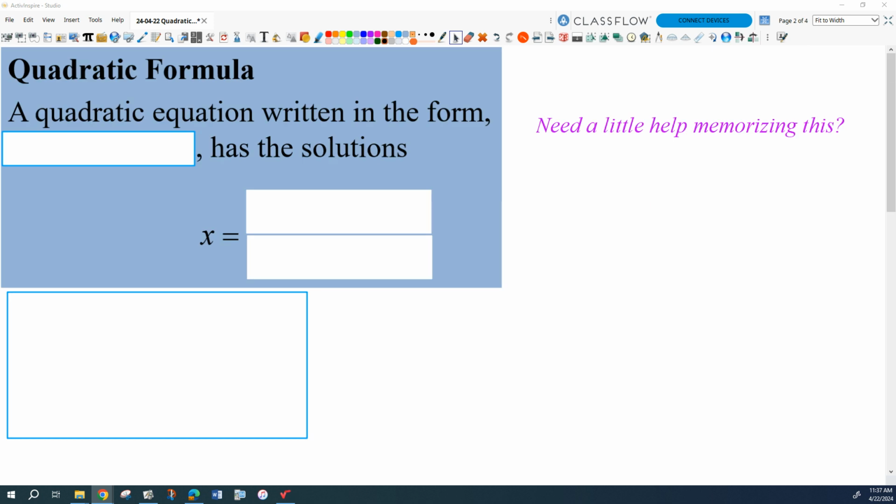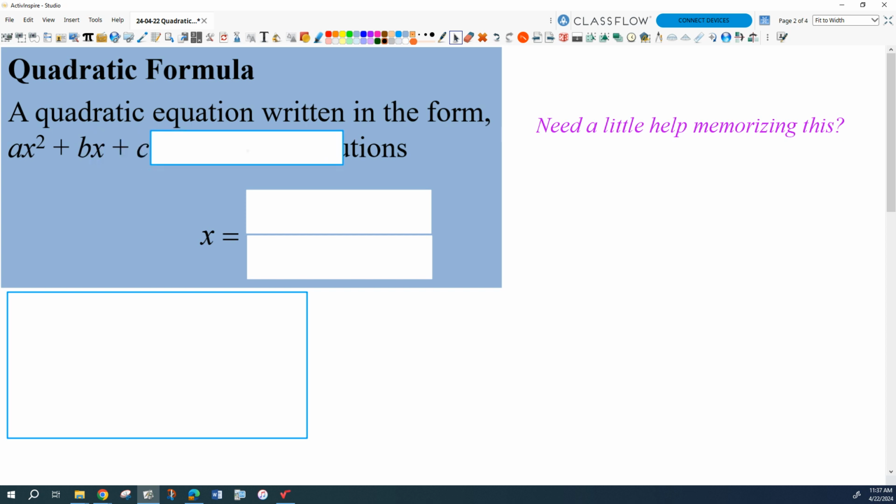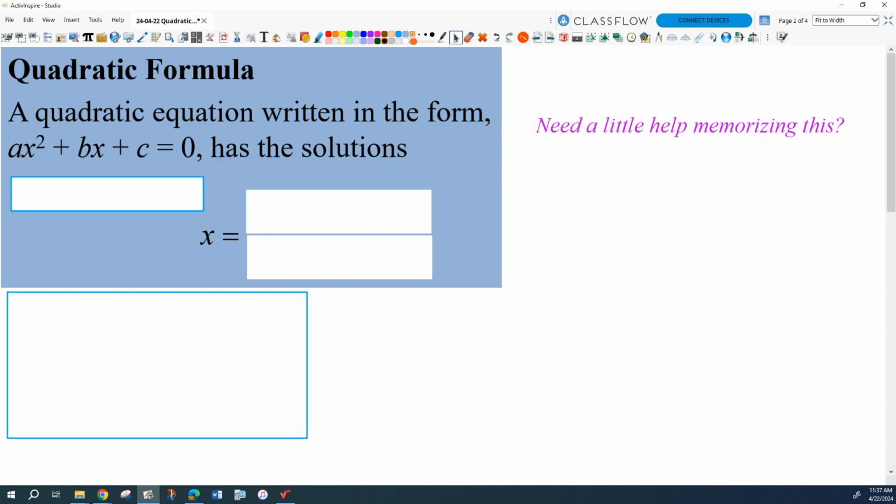So altogether, what does the equation have to be in? What form? What's it look like? Ax squared plus bx plus c equals 0. Excellent. And let's have a little contest here. First period was a little disappointing with their delivery of the song. See if you guys can do a little better. So ready? 1, 2, 3, go.